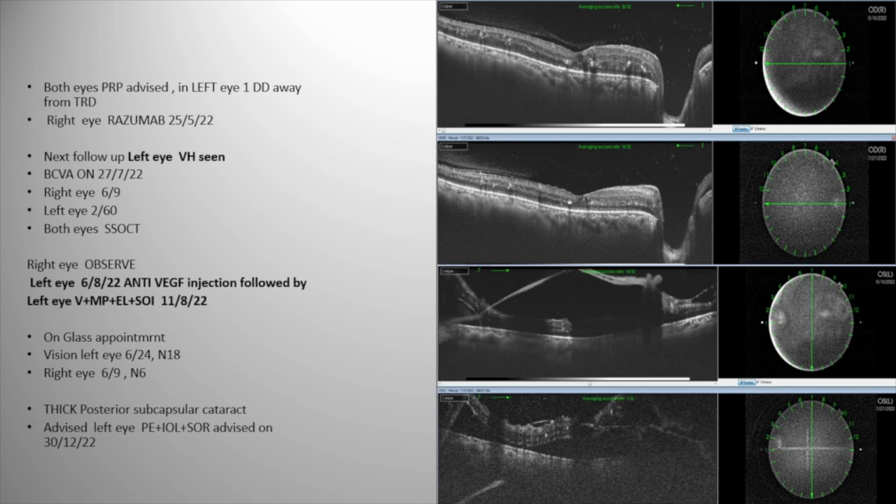This is the vertical scan showing tractional detachment of the retina involving the macula. So right eye observation was advised, and left eye was advised to undergo surgery with a prior anti-VEGF injection. At the time of the follow-up appointment, the vision has improved in the right eye to 6/9, and in the left eye the vision was 6/24.